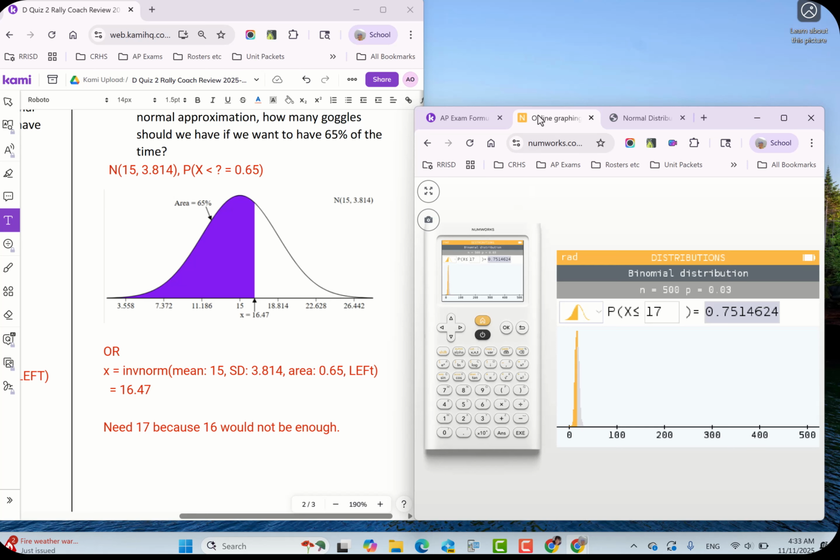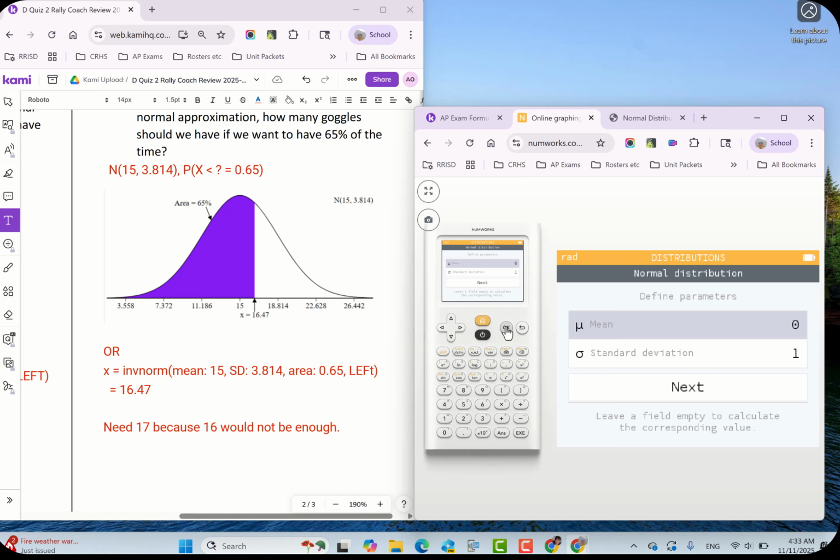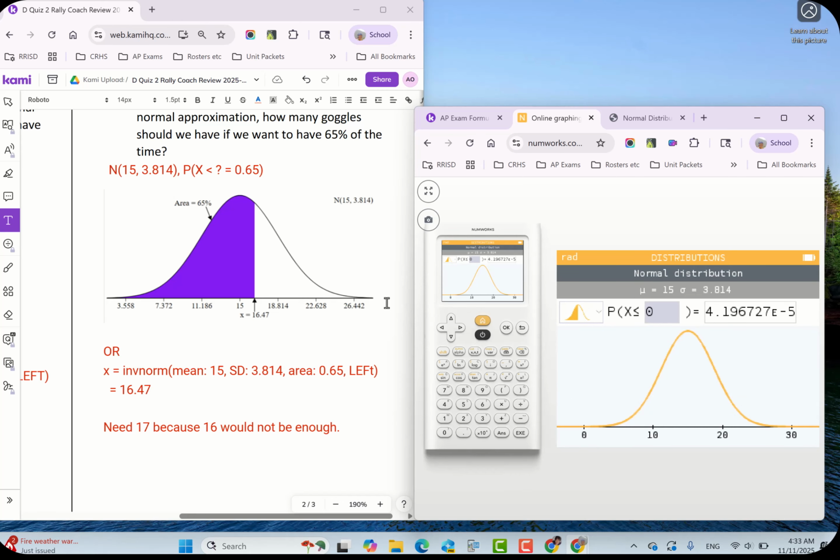Let's see. Anyways, if I do, let me go back to normal distributions. Oops, I was on distributions. I got to get out of binomial. Let's go to normal. I think it's near the bottom there. So then I just put in my mean and my standard deviation. My mean is 15, my standard deviation. And then I want to go area, it's left already, 0.75. And there you go. Oh, 0.65 here, 0.65 for this problem. So there you go. This is for the right side, guys, sorry. And so I'm getting 16.47.